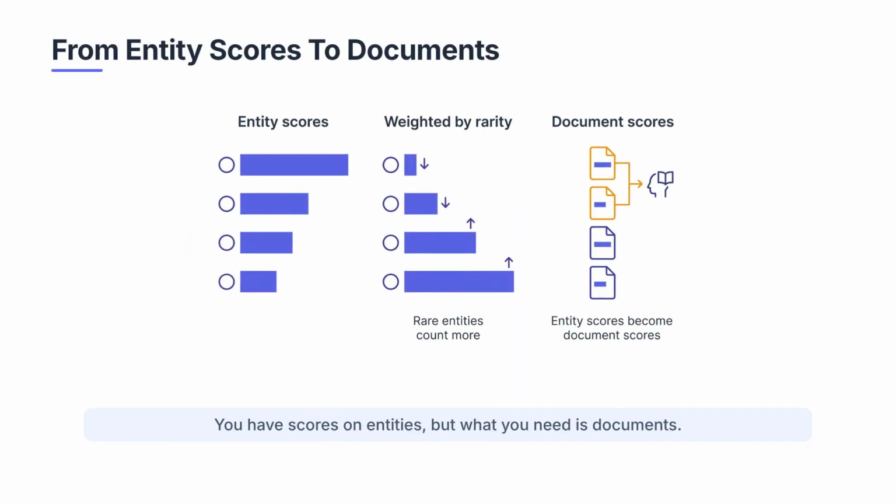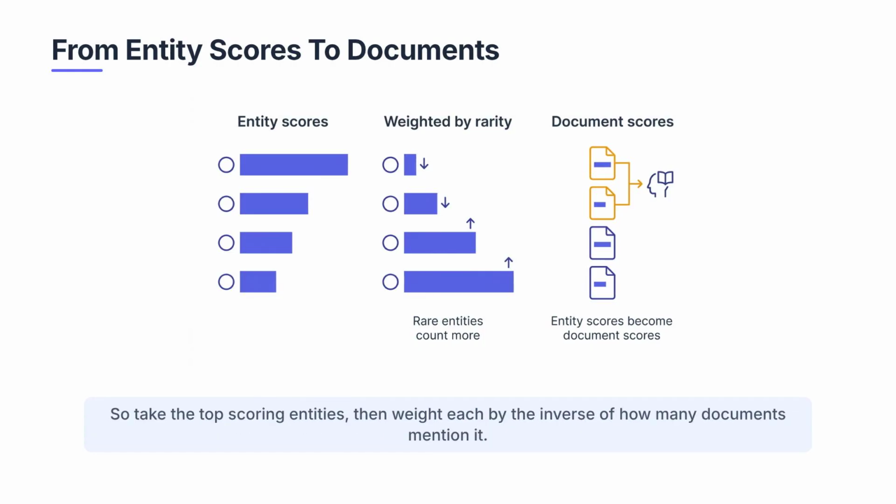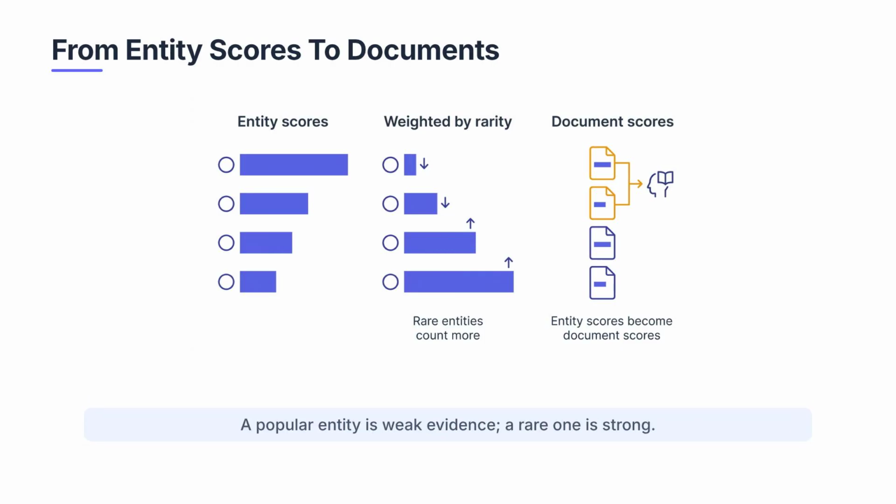You have scores on entities, but what you need is documents. So take the top scoring entities, then weight each by the inverse of how many documents mention it. A popular entity is weak evidence. A rare one is strong, which is really just inverse document frequency wearing a graph costume. Multiply through the inverted index, and every document inherits a score. Take the top K and hand them over.